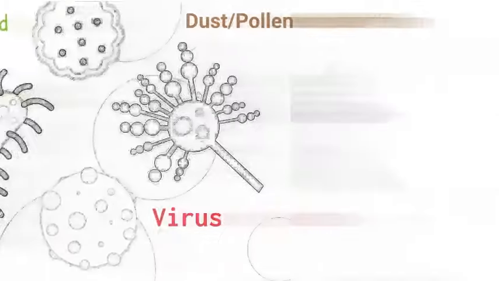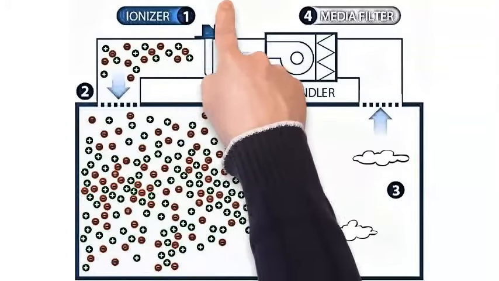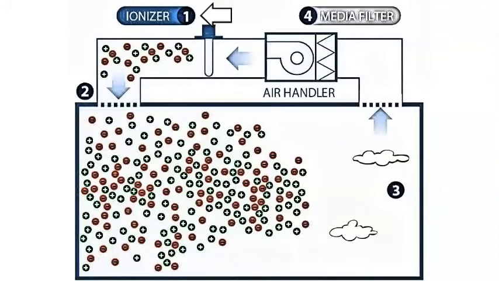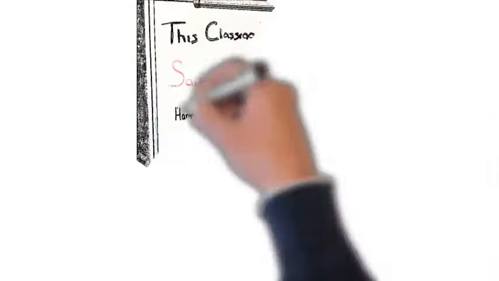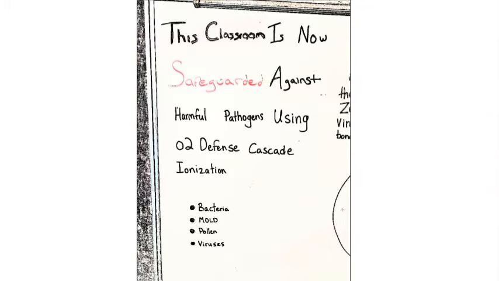To quickly recap, the process begins at the ionizer, where oxygen particles are naturally polarized. The positive and negative ions then cascade into your space, where they attack and displace indoor air pollution that then gets caught in your air filter and neutralized. Now you can see how any space can be safeguarded against harmful pathogens using the O2 Defense Cascade ionization system.